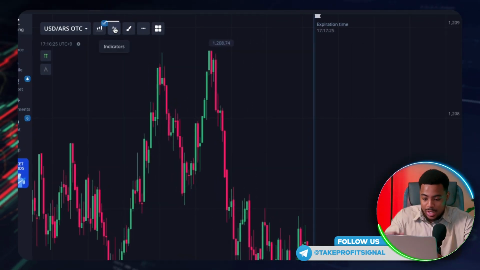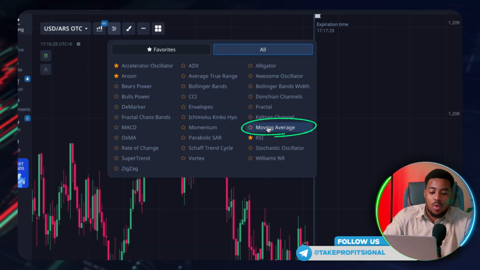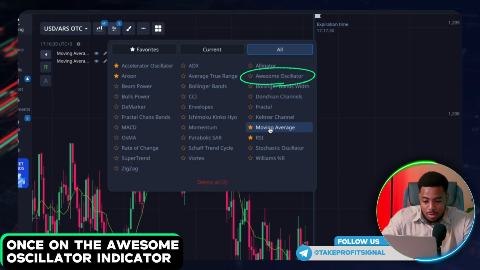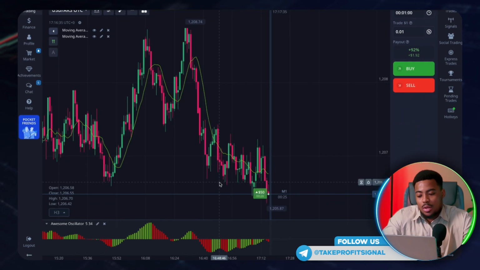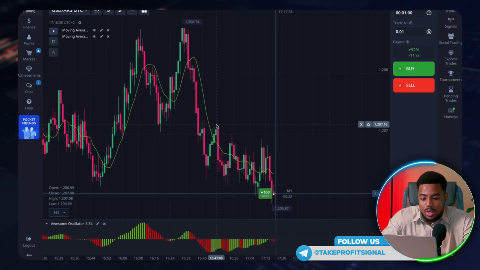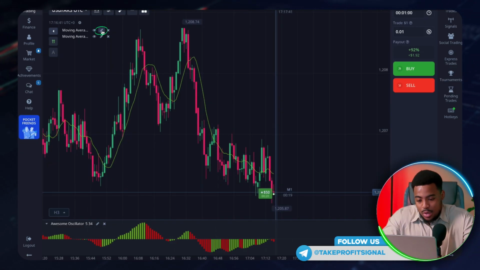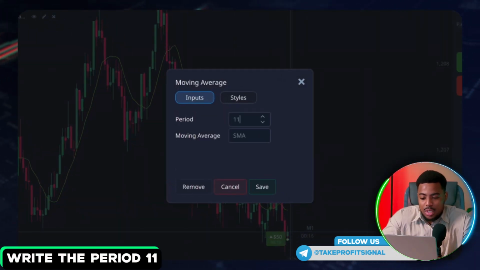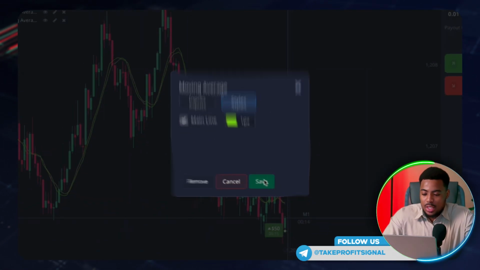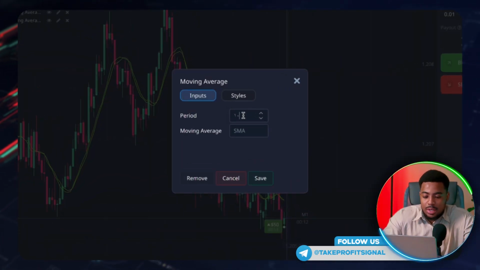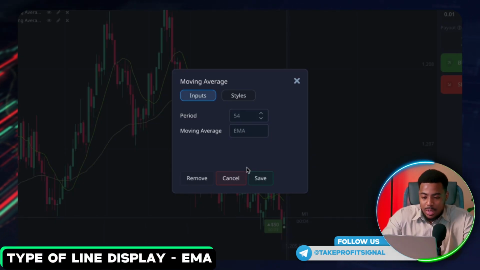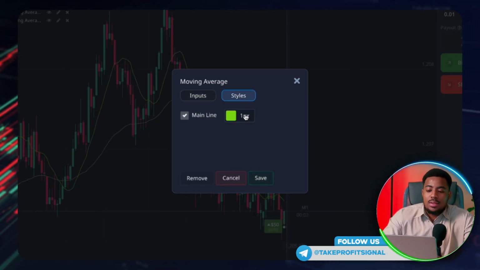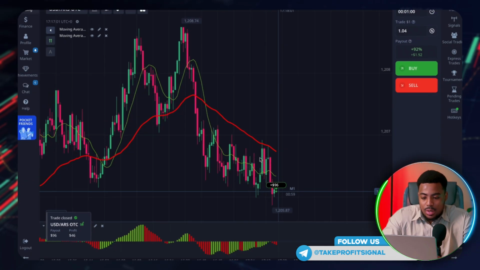Let me show you. We go to the indicators panel, click twice on the moving average indicator and once on the Awesome oscillator indicator. We have added these 3 indicators. Now the main thing is to configure them very correctly and accurately. We go to the first indicator, we write the period 11. We can change nothing in the styles. On the second indicator, we change the period to 54 and the type of display we put EMA. And in the styles we put 3 pixels, red color, and save.